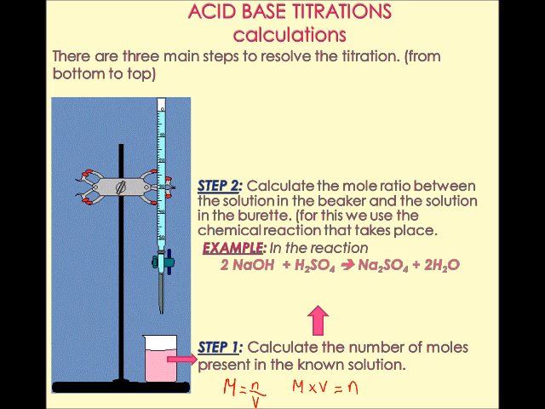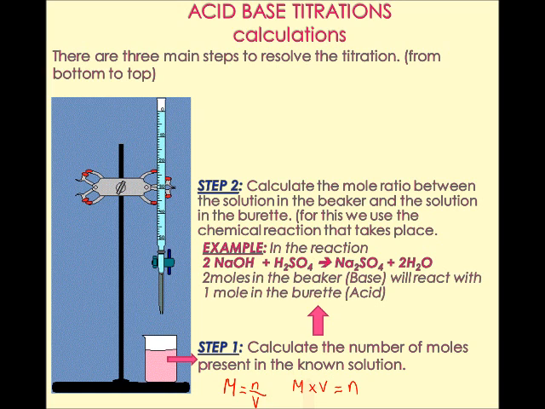In this case, for 2 hydroxides, we are going to need only one sulfuric acid, since the sulfuric acid has 2 protons and the sodium hydroxide has only 1 hydroxide ion. So 2 moles in the beaker will react with 1 mole in the burette. That is about the concentration, of course.